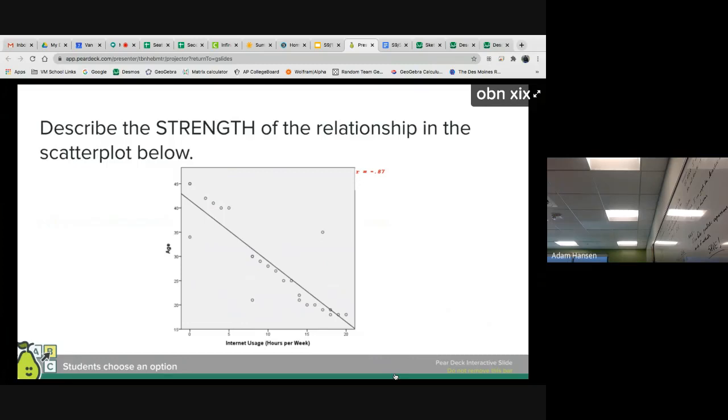Think about strength, think about how good the line is at measuring or describing the data. Does the line describe almost the entire relationship for these two variables? We're looking at age versus internet usage.